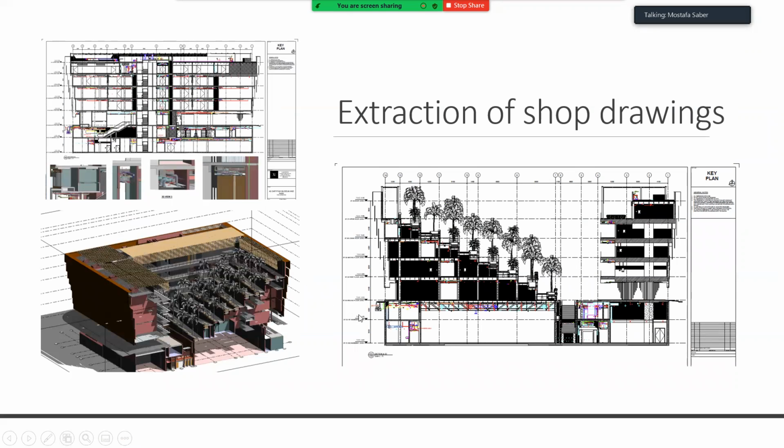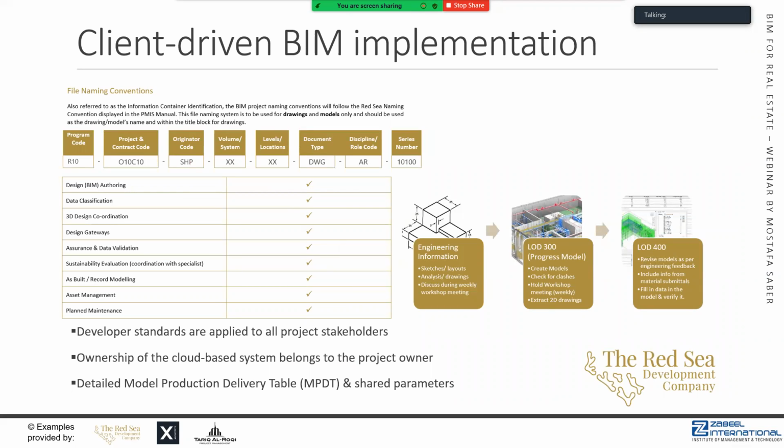The extraction of shop drawings is only approved after the approval of models that are clash-free to make sure that the contractor is following the same design intent that we requested and doesn't have issues of coordination that will come out as surprises on site. BIM implementation at this stage is done with the client in mind. And this is an example I'd like to borrow from my work with the Red Sea Development Company. So the client on this project is defining the actual file naming convention in a way that is relevant to the client and his team.